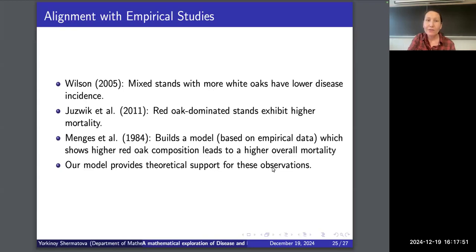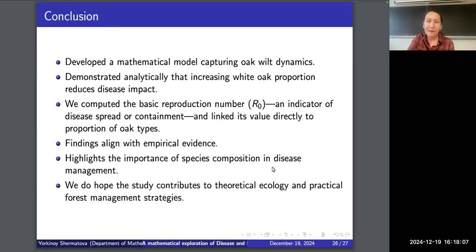It aligns with the empirical studies despite its simplicity. What we know from ecology, Wilson says, is that mixed stands with more white oaks have lower disease incidence. I feel like the model just gives mathematical language to it.